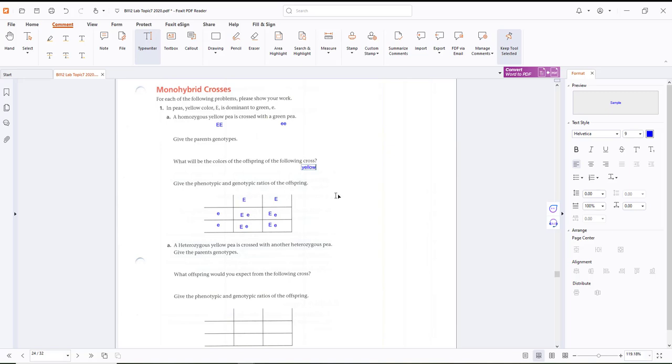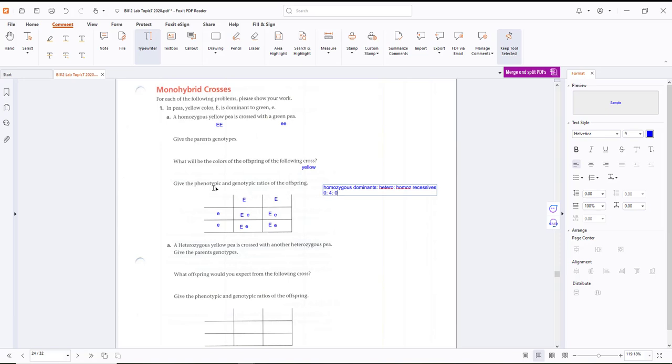So with the genotypic ratio, the way that we write it out is we write the homozygous dominant to the heterozygous to the homozygous recessives for the genotypic ratios. So in this case, how many homozygous dominants do we have? We have 0. How many heterozygotes do we have? We have 4. How many homozygous recessives do we have? We have 0. So for the genotypic ratio, we have 0 to 4 to 0.